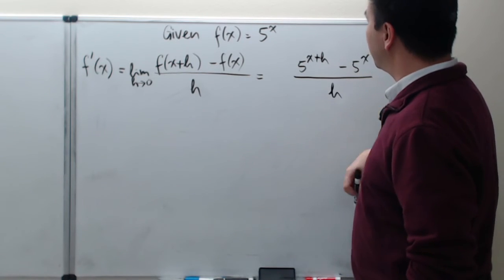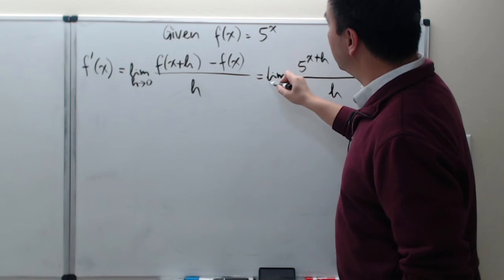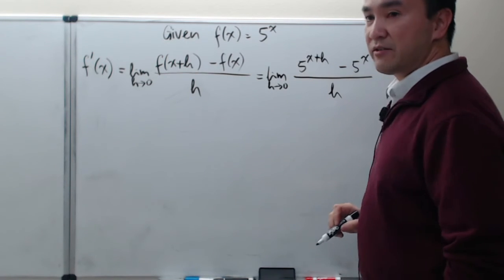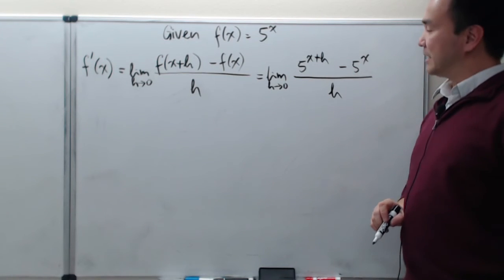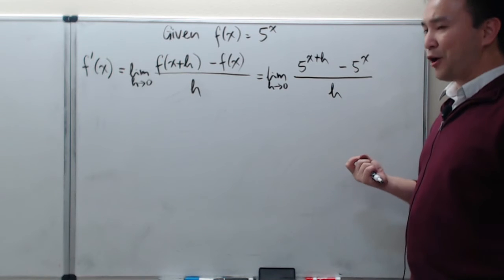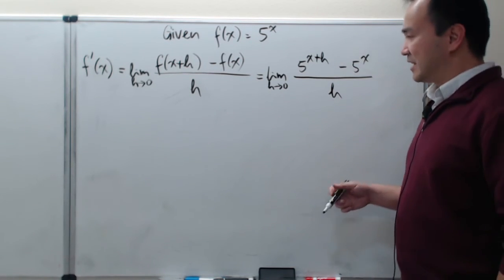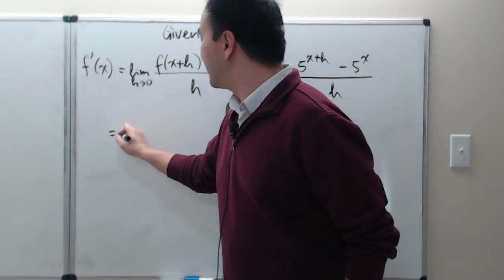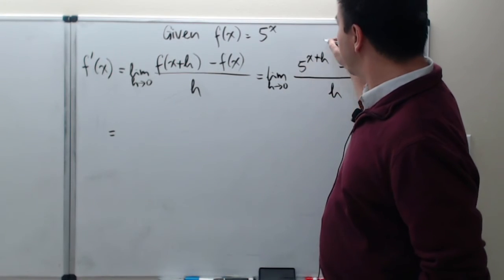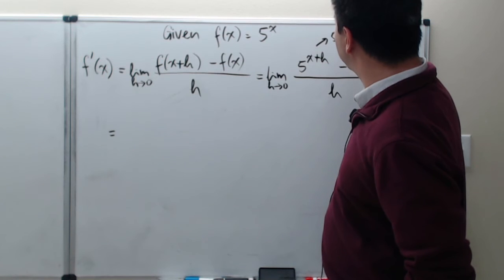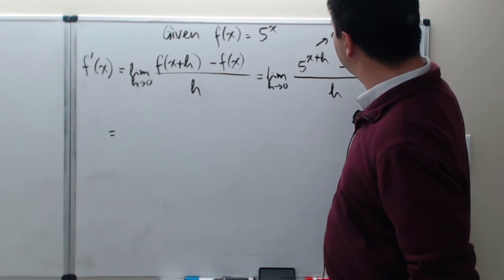And then I'm dividing by h, and we're taking the limit as h goes to 0. All right, and again, it has all that similarity with the earlier two problems I have done. So let's speed up the process a little bit. Now I can see this as 5 to the x times 5 to the h.